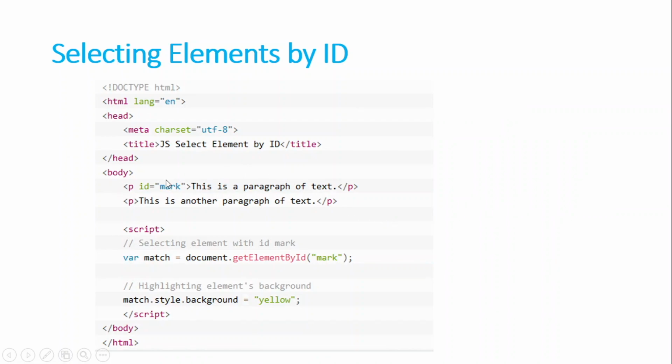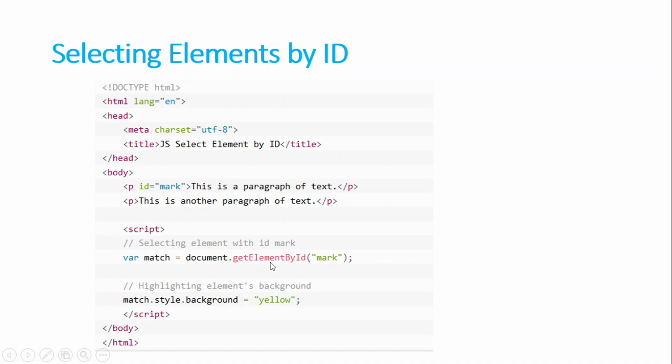You can see we have this p tag which has this ID attribute associated, which is mark, and we want to access this p tag. So how can we access this element? It is very easy. We can just use the document.getElementById method.